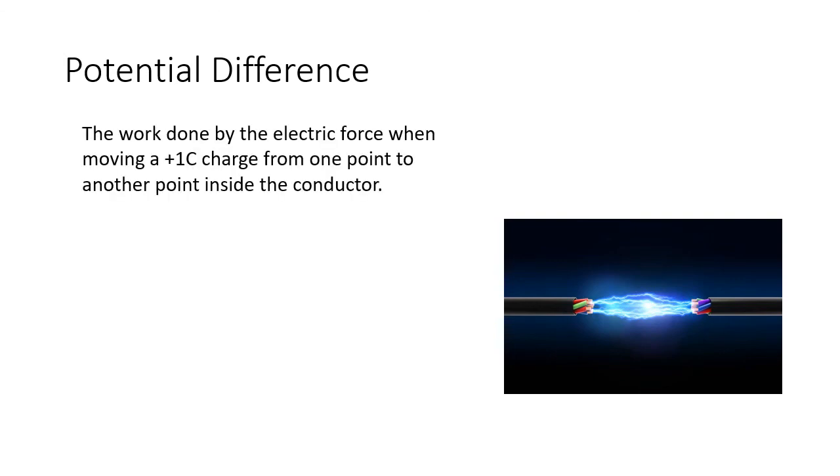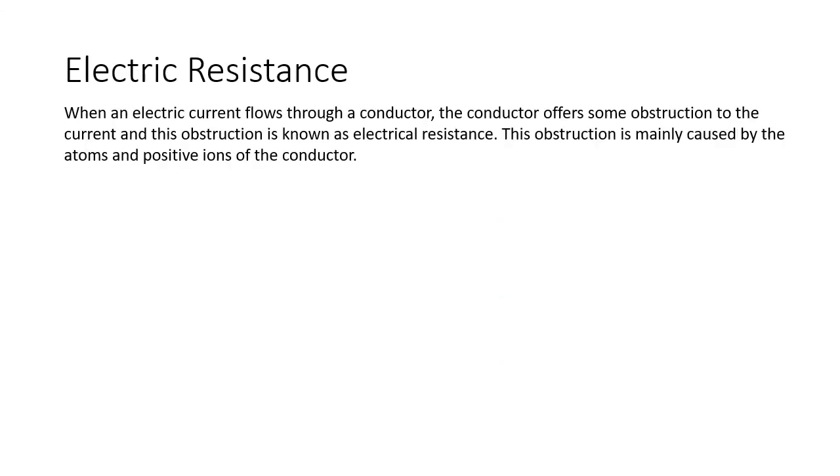Next, we have to say a few words about the potential difference. It is the work done by the electric force when moving a +1 coulomb charge from one point to another point inside the conductor. Next, electric resistance. When an electric current flows through a conductor, the conductor offers some obstruction to the current, and this obstruction is known as electrical resistance. This obstruction is mainly caused by the atoms and positive ions of the conductor.